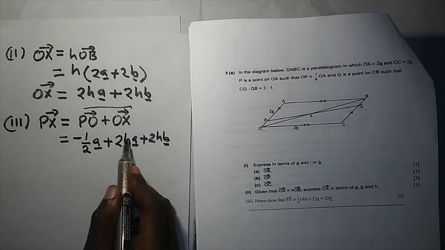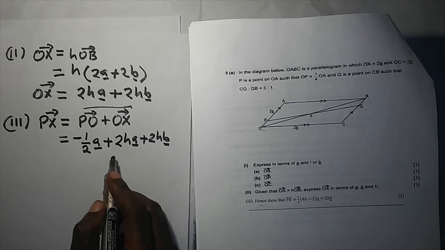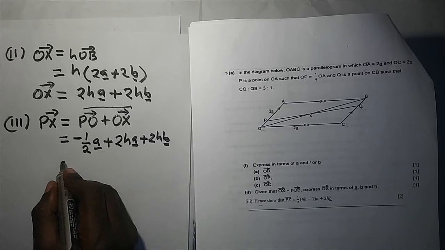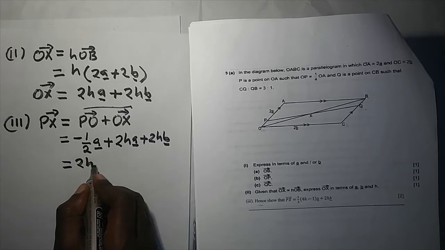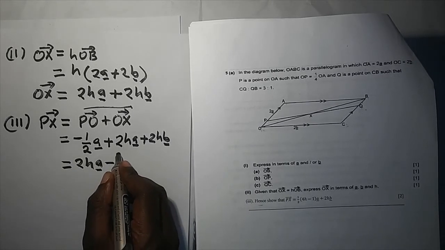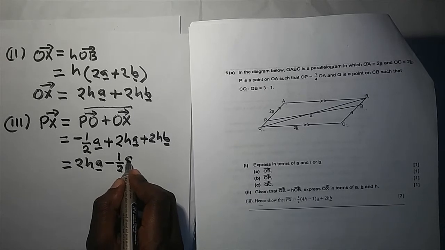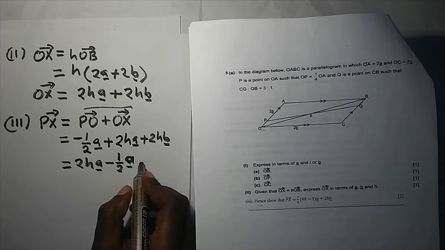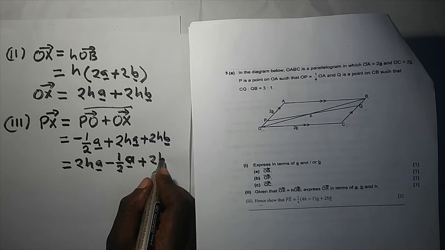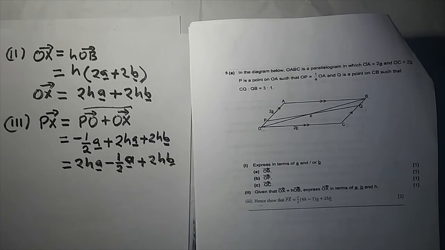We have A here and we have A there. So all we can do now is just to rewrite this. We are going to have 2HA minus half of A plus 2HB. Okay, so the next step now is just to factorize.